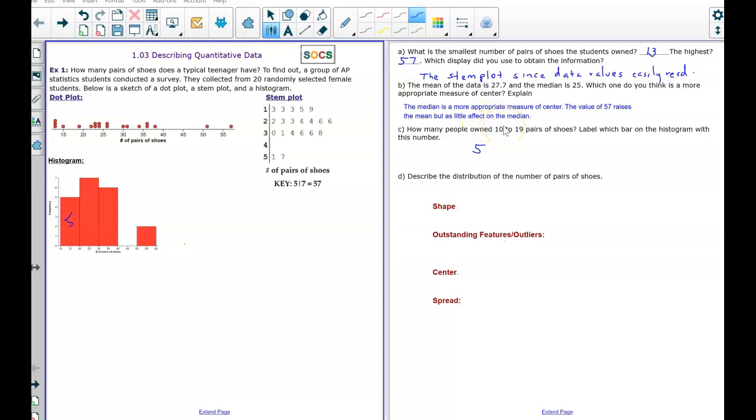Part B, the mean of the data set is 27.7 and the median is 25. Which do you think is more likely to represent the center of the distribution? Well, in this case, the median is a more appropriate center, and the reason is that the value of 57, that very high value, would affect the mean. It would increase that average and wouldn't necessarily reflect the center of the distribution.